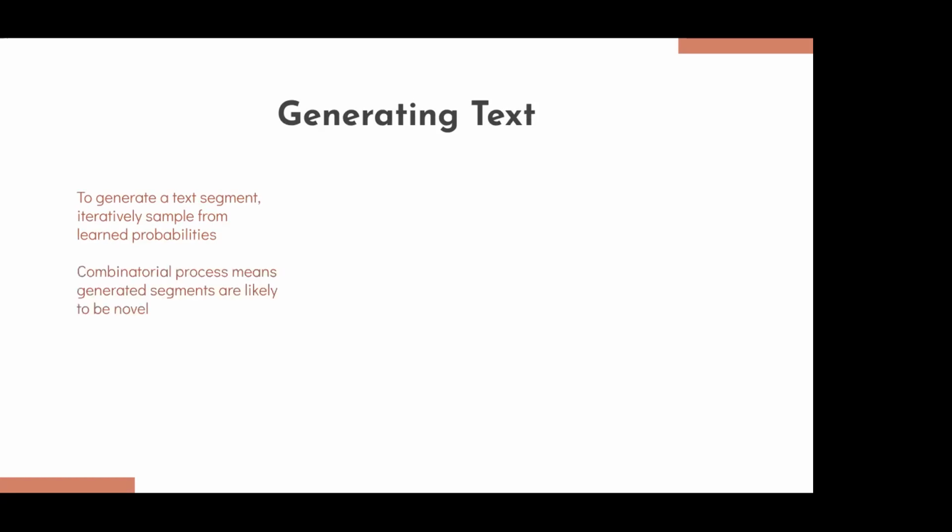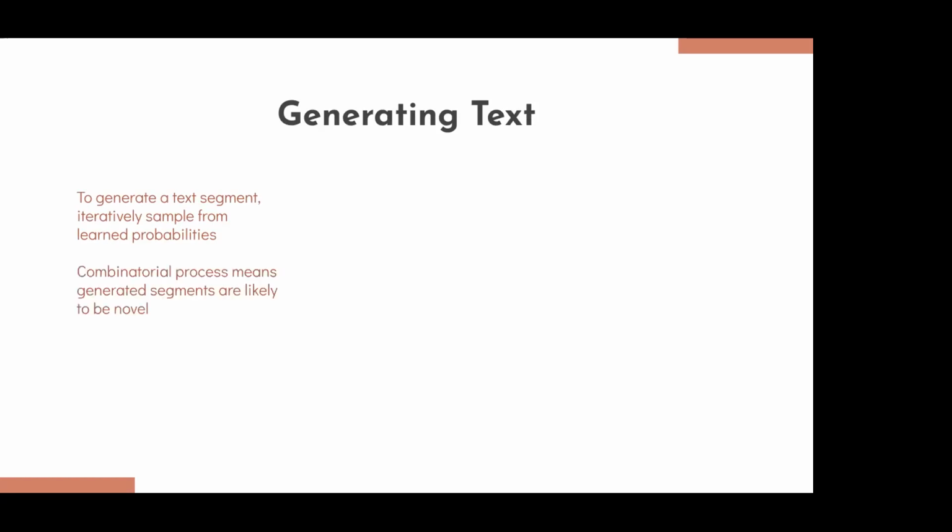Okay, so that's the general process of training, what we call training a model, or the model actually learning how to do this prediction. And then once you have your trained model, the process of generating text is very similar in that you're able to use those probabilities to make a prediction once you have your input segment, and you iteratively sample from those learned probabilities in order to generate some segment.